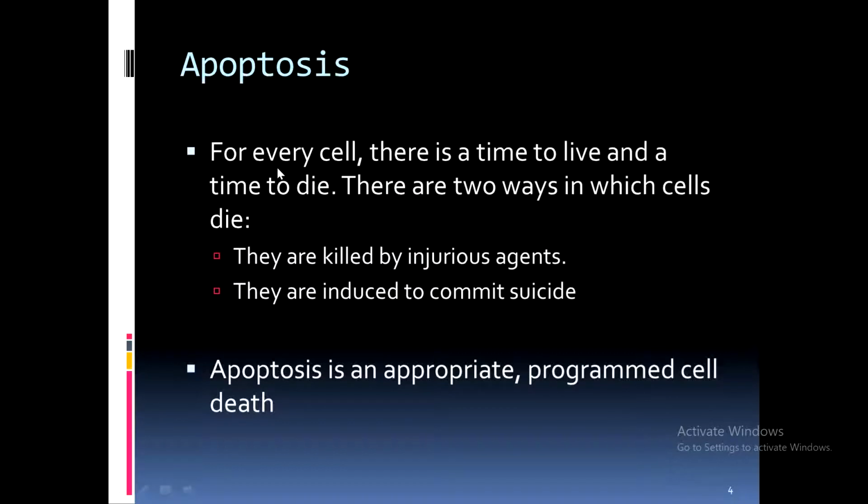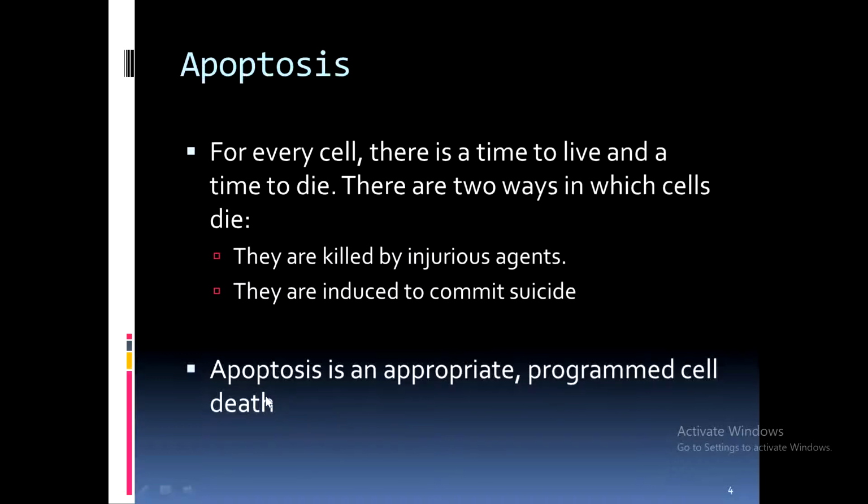For every cell there is a time to live and a time to die, just like the human body. So there are two ways in which cells die. One, if they are killed by an injurious agent in a pathological cell death, and the other way, if they are induced to commit suicide by themselves, or they know that aging has been done and their cycle has been completed, so they have to die. So this is a physiological cell death.